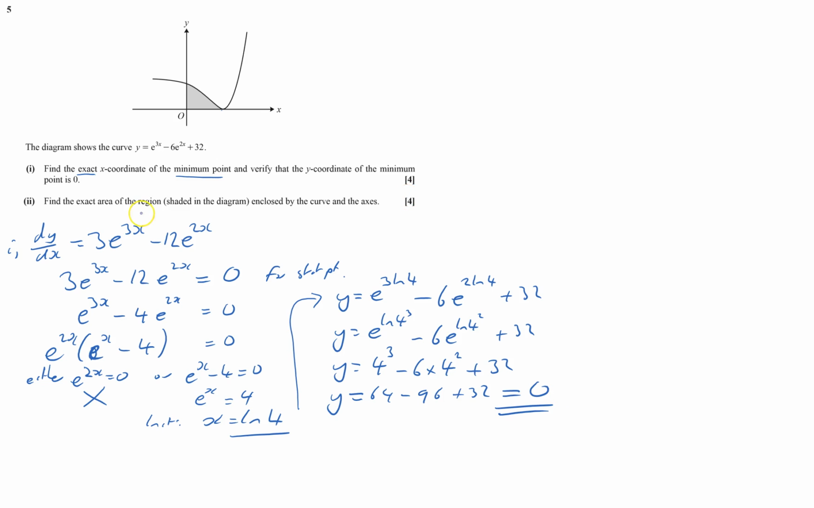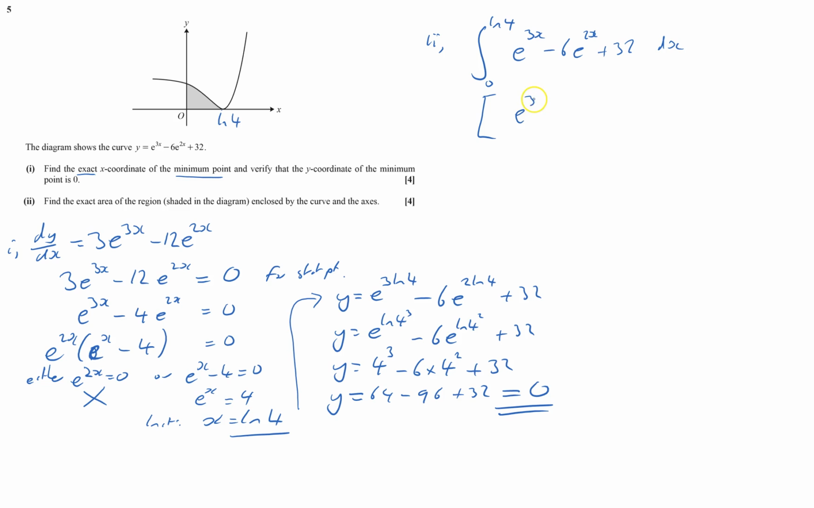And now I've got to find the exact area of the shaded region. Well, it's been quite nice to me here, because it's told me what my limits are. It's going to go from here to this point here, and I've just worked out that that's ln 4. So it's got to go from 0 to ln 4 of that expression, e to the 3x minus 6e to the 2x plus 32 with respect to x, and I'm now integrating.